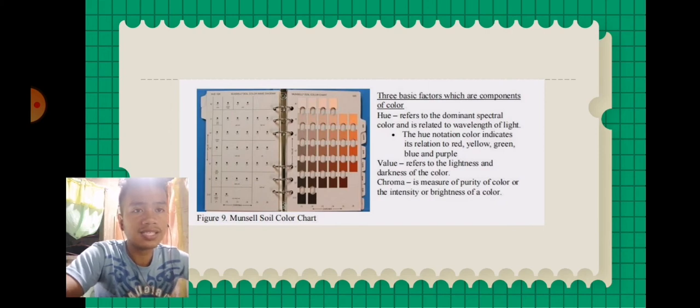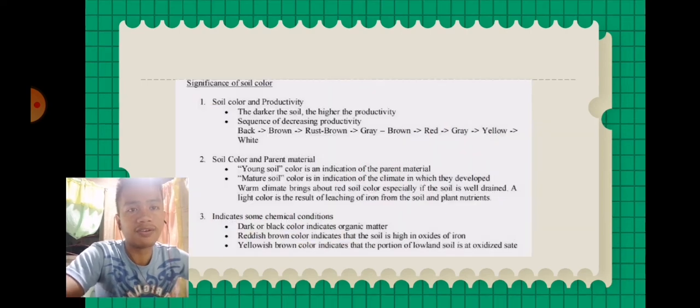There are three basic factors which are components of color. Number one is the hue, which refers to the dominant spectral color and is related to the wavelength of light. The hue notation indicates its relation to red, yellow, green, blue, and purple. The value refers to the lightness and darkness of the color. The chroma is a measure of the purity of color or the intensity of brightness of a color.